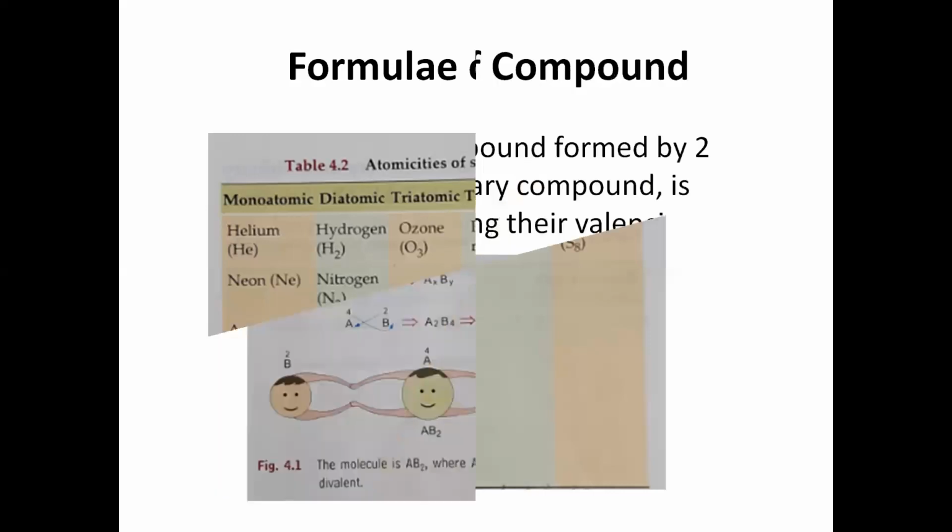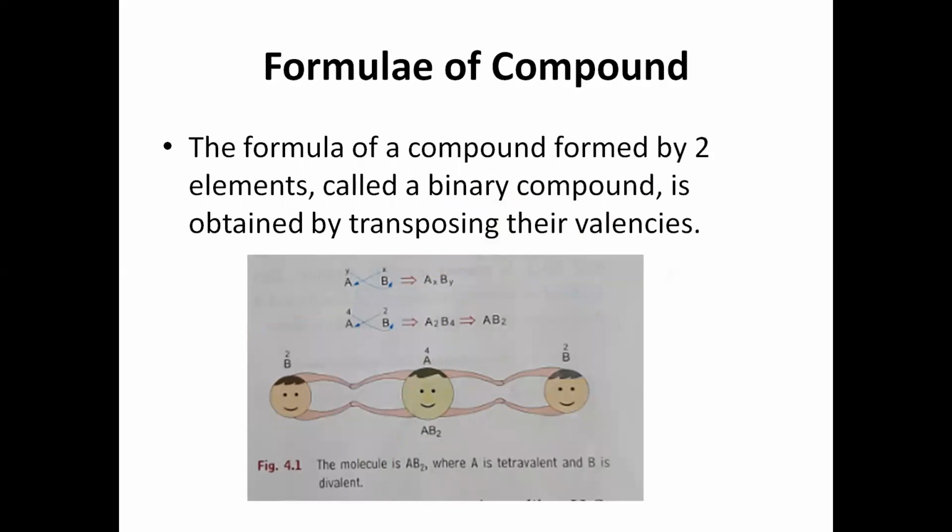Now next, formulae of compounds. The formula of a compound formed by two elements, called a binary compound, is obtained by transposing their valencies. You can see figure 4.1. The molecule is AB, where A is tetravalent and B is divalent.